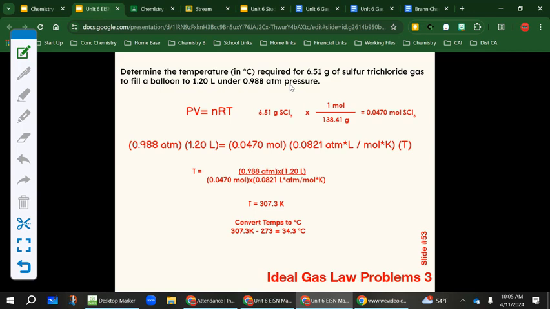Wait, for number 4, the CH4 is the formula for it. Yes, because you wouldn't be able to write a formula based on the name methane, so I gave you the formula. Okay. Yeah, 2.4.